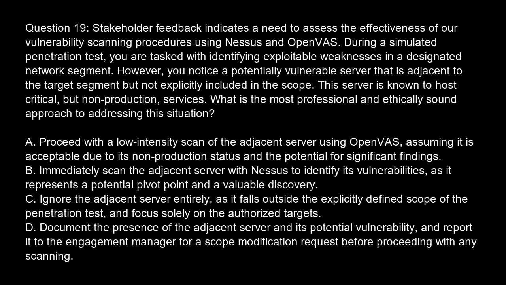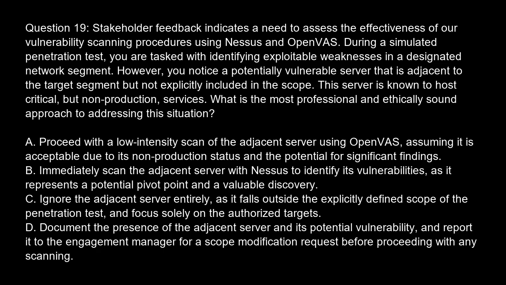Option A. Proceed with a low-intensity scan of the adjacent server using OpenVAS, assuming it is acceptable due to its non-production status and the potential for significant findings. Option B. Immediately scan the adjacent server with Nessus to identify its vulnerabilities, as it represents a potential pivot point and a valuable discovery.